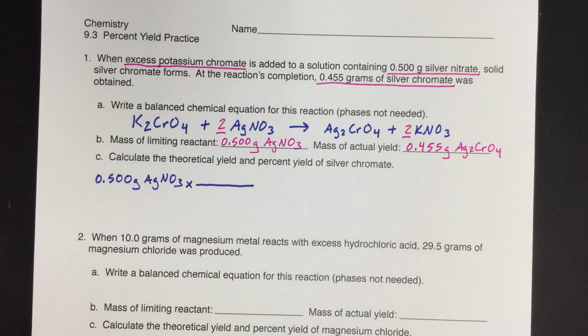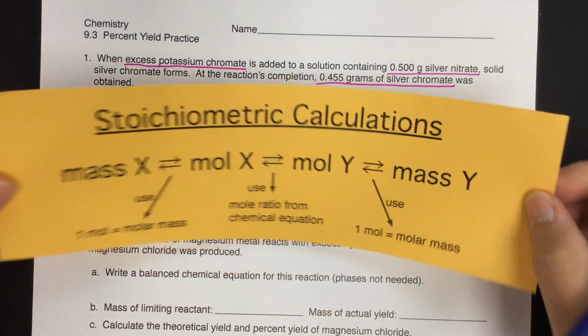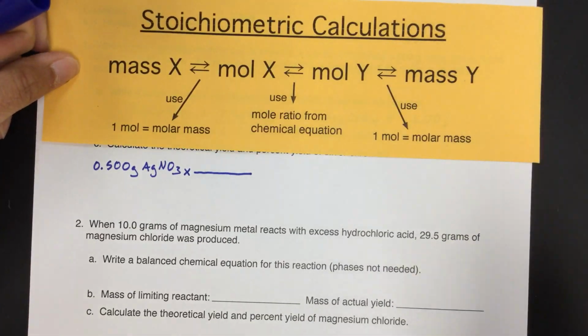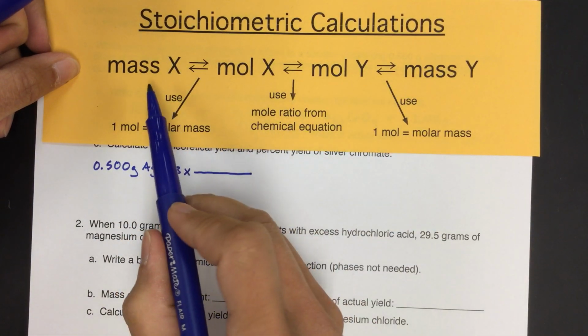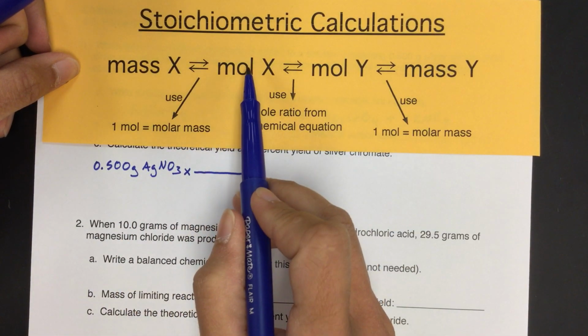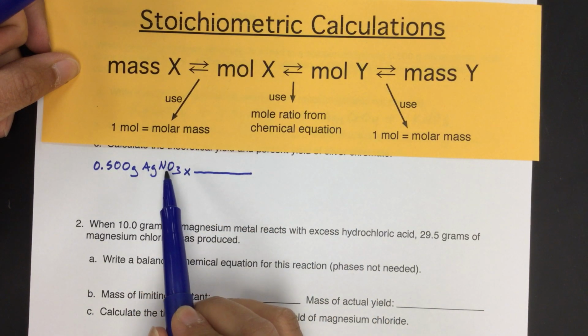And we need to do some dimensional analysis. So referring to this, remember, as we're doing a mass-to-mass problem, we're going to follow all these steps. So we're going from here to here. We first need to convert from mass of X to moles of X using the molar mass of silver nitrate.